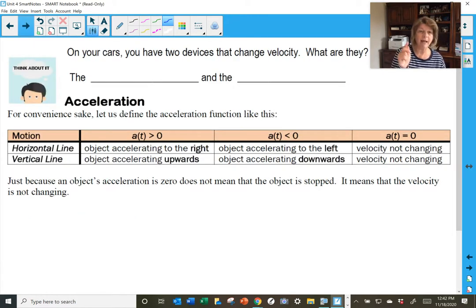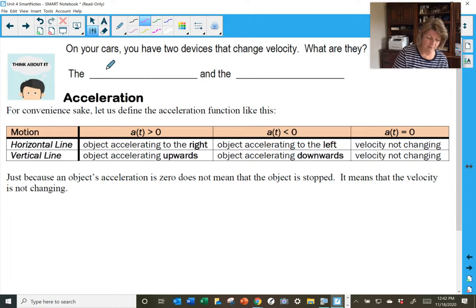On your car, you have two devices that can change your velocity. What are they? See if you can think of what those would be. One I can think of is if I step on the gas, I can change my speed, my velocity. And the other thing that can reduce the velocity is the brake. I can change my velocity with those two.